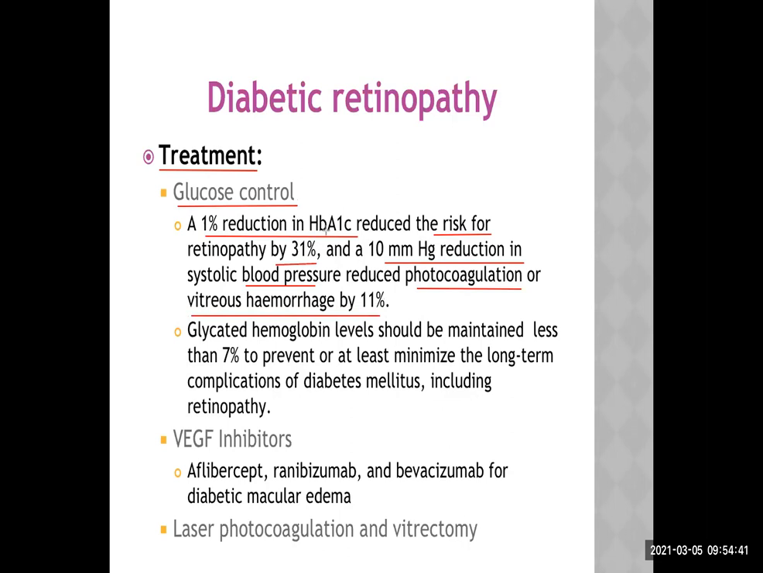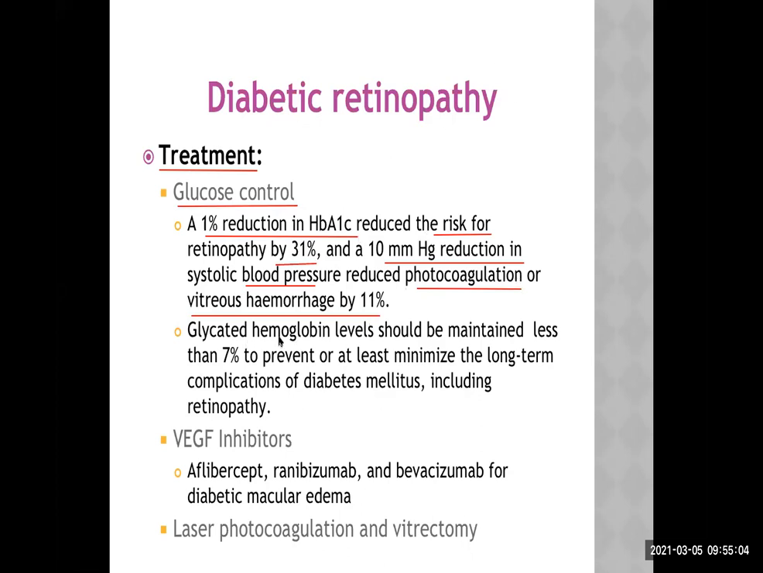controlled, the risk of retinopathy is drastically reduced, and a decrease in blood pressure along with tight sugar control also leads to decreased chances of vitreous hemorrhage and decreased chance of treatment like photocoagulation. This photocoagulation is a treatment which is done for diabetic retinopathy.